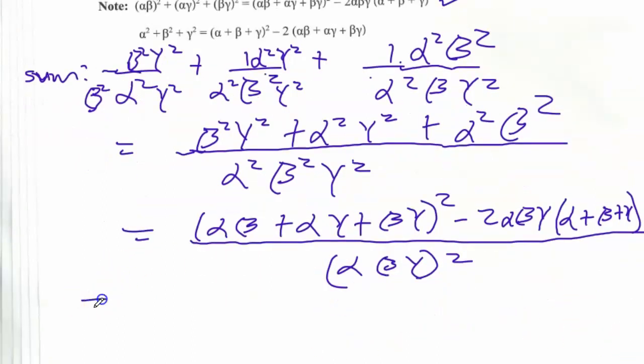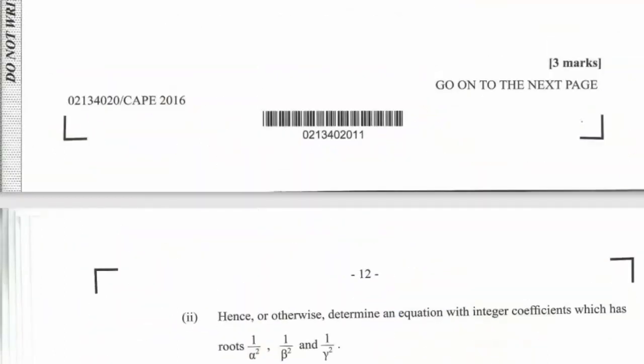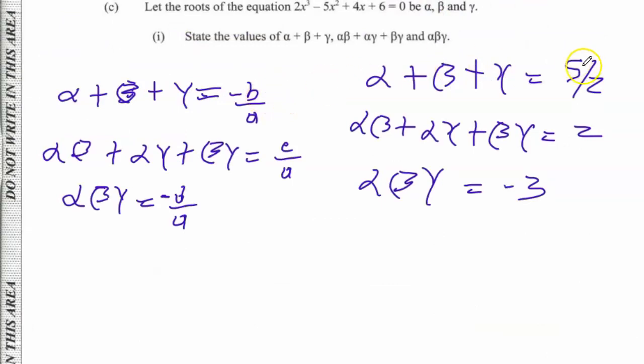Now some of this we have already. The sum of the products, where was it? We have that up here to be positive 2. The sum was 5 over 2. The product was minus 3. So, alright, we have the sum of the products to be positive 2.